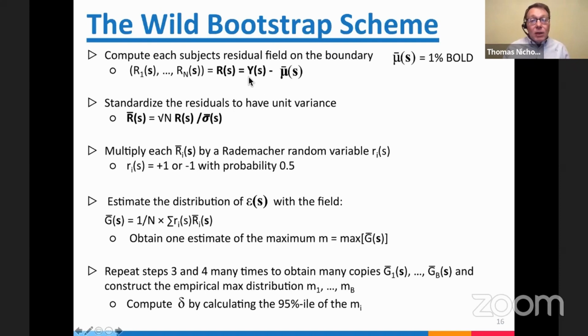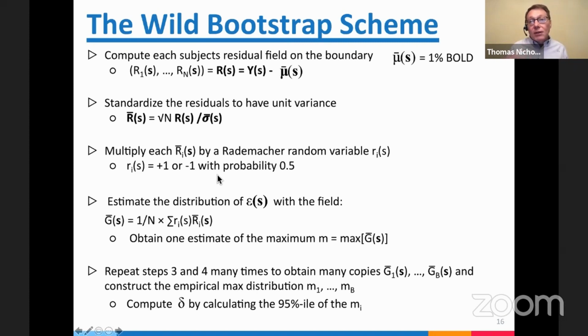Basically, make residuals. In the simplest case, we just have data minus a sample mean. You need to standardize those by the sample variance and multiply by root n. This is basically scaling them back up to behave like an instance of a normalized noise field. Those are just the standardized residuals. We now multiply them by Rademacher.